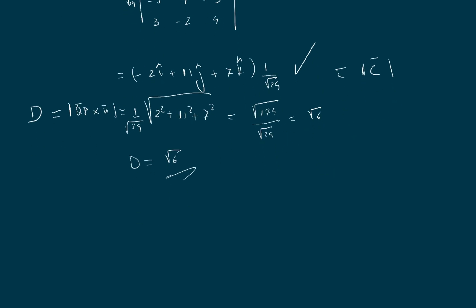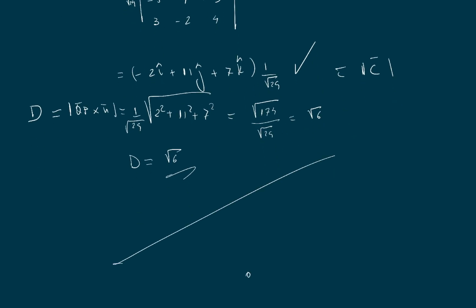So the distance between the line and the point, this is the point Q, maybe this is the point P, the distance D is square root of 6. And the problem is solved.